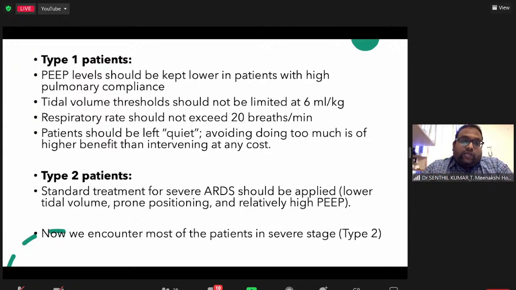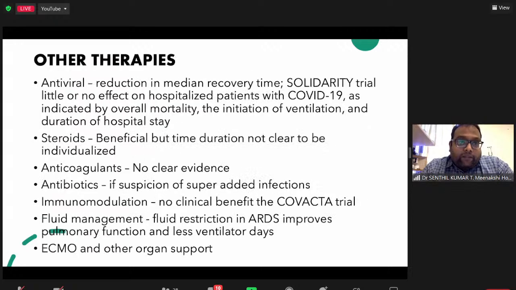So for the type 2 patient, that is the severe ARDS patient, the standard treatment for severe ARDS is on par with what has already been discussed, like lung protective ventilation, prone positioning, and relatively high PEEP, which may be helpful in these patients. In this era of COVID, we are encountering patients more in severe stages only, that is type 2 only. So going on to the other therapy.